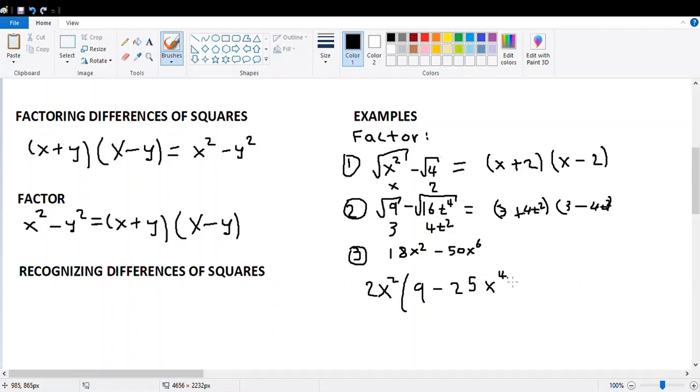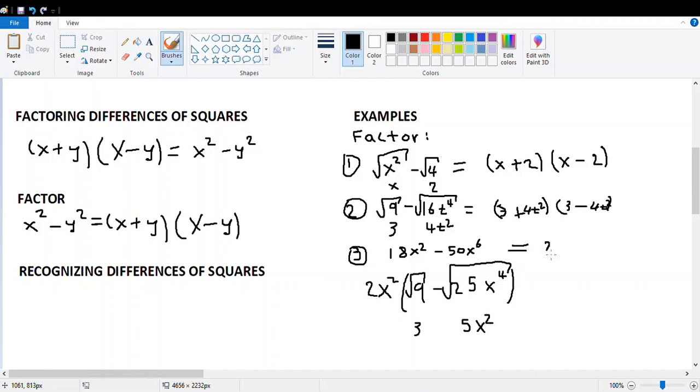Okay. Then this 2x squared is already factored, so it's part of the factoring answer. Now let's apply the strategy inside the brackets. Take the square root of the first one and the square root of the second one, and they must be exact. The square root of 9 is 3, it is exact, no problem. The square root of 25 is 5, and the square root of x to the 4th is x squared. They are exact, so obviously we have the answer.